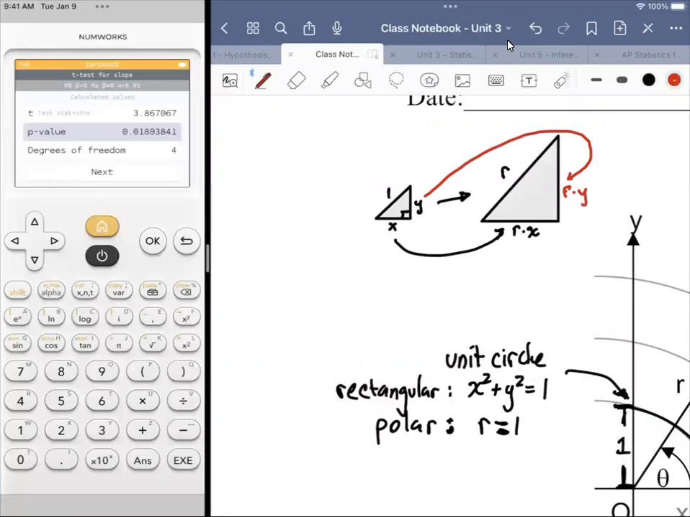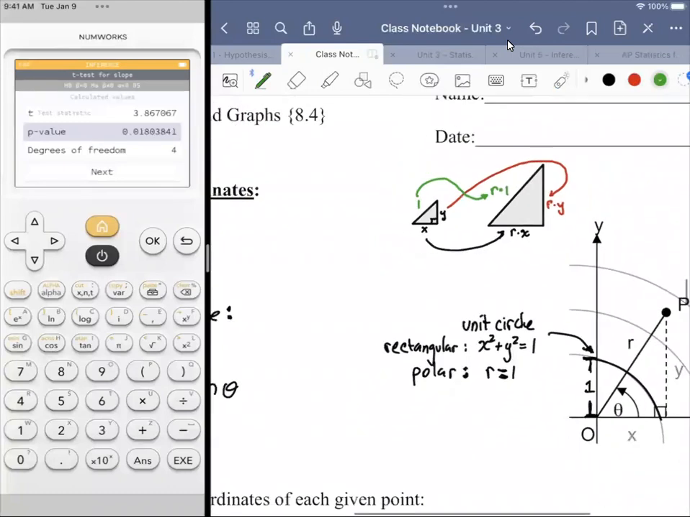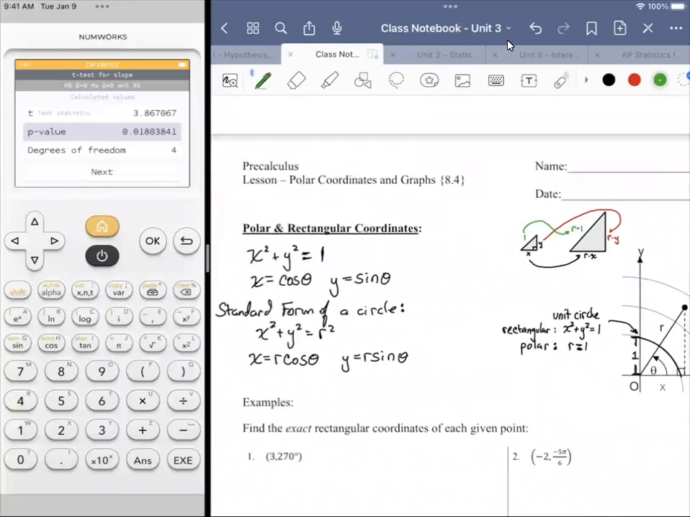So r times y. And just to be more clear about it, I'm going to change a color here. I'm going to make this one an r in green. That one became an r because we took r and multiplied it by one. So we're multiplying r by every dimension in whatever the figure is. In this case, it's a triangle, right? But when you're working with similar triangles, that's kind of how it works. It works that way for pentagons and other types of polygons. So all you're doing is scaling it up.